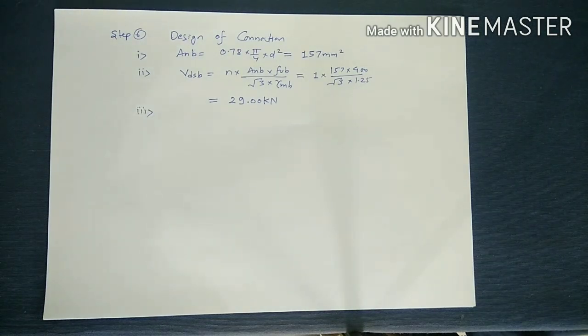Now we have to assume the minimum pitch and edge distance and we have to find the value of kb.